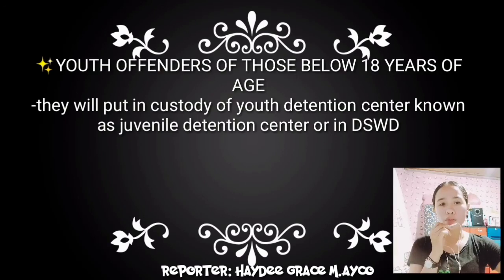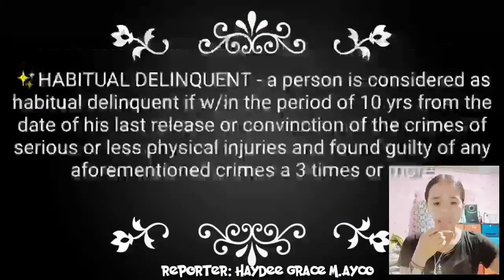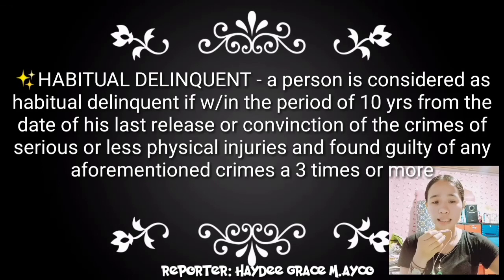Youth offenders, those below 18 years of age. They will be put in the custody of Youth Detention Center known as the Juvenile Detention Center or in DSWD. And the first offender, a person who is convicted of a criminal offense for the first time, and they will be put in the municipal jail. Habitual delinquent. A person is considered as habitual delinquent within a period of 10 years from the date of his last release or conviction of the crimes of serious or less serious physical injuries and found guilty of any aforementioned crimes a third time or more.